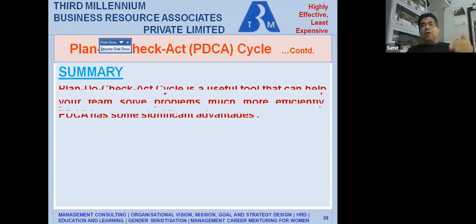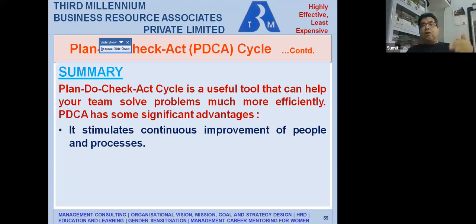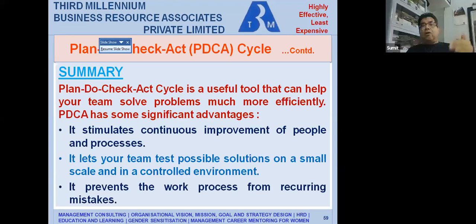So what is the summary we learn from here? Basically, these points. See if you have a question, because we have reached the summary stage of it.